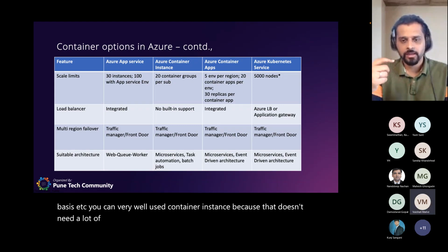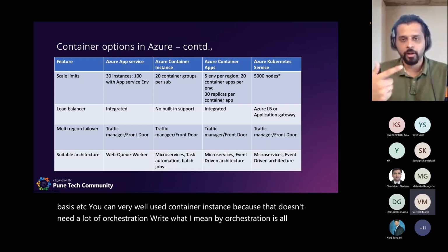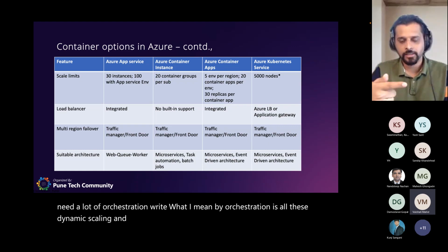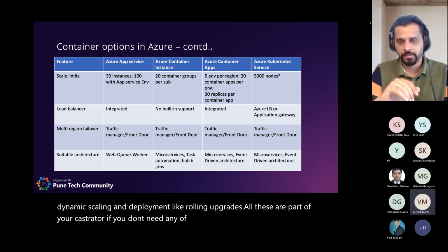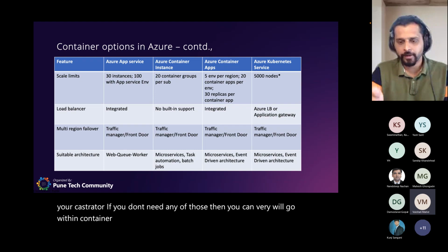What I mean by orchestration is all these dynamic scaling and deployment, like rolling upgrades, all these are part of your orchestrator, right? If you don't need any of those, then you can very well go with a container instance. Container apps is primarily for microservices and event driven. Even Kubernetes is for the same.